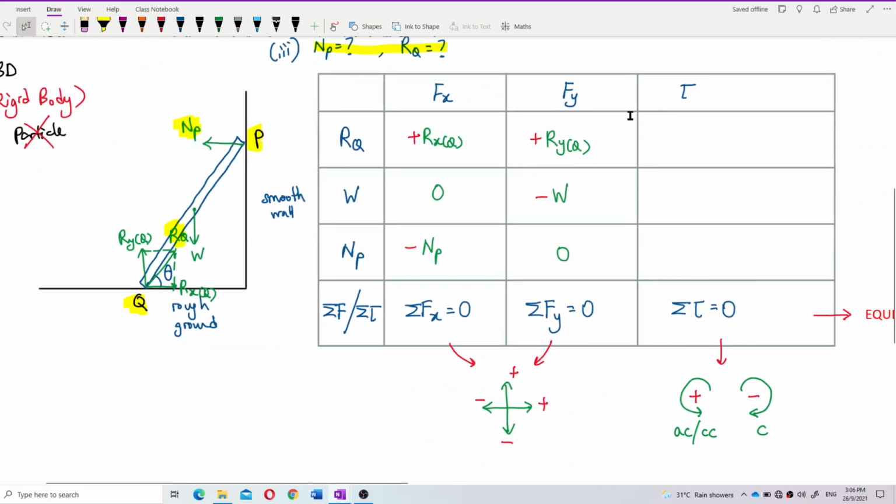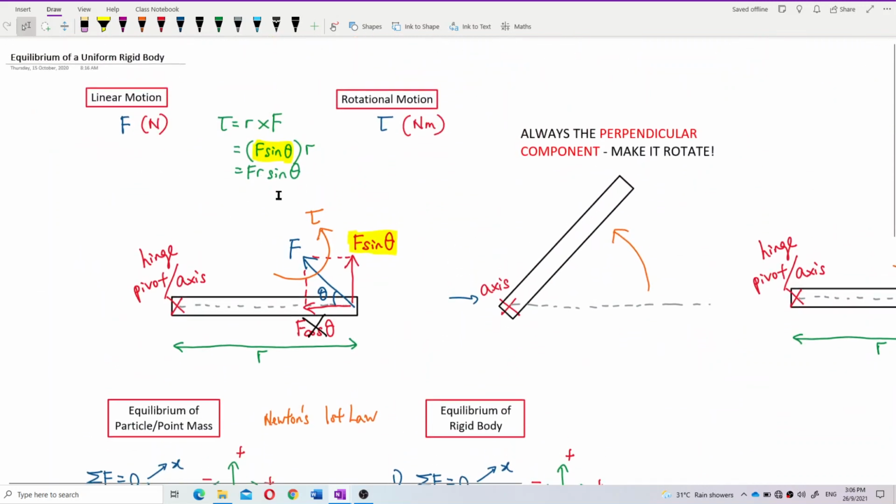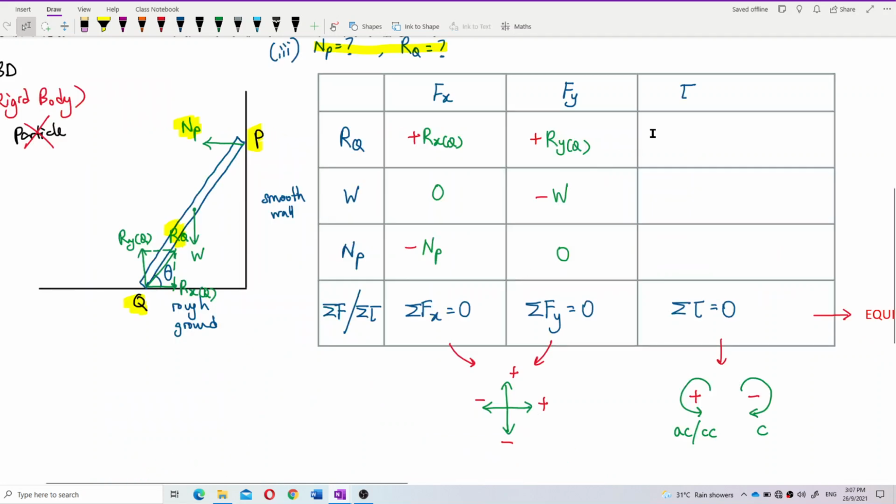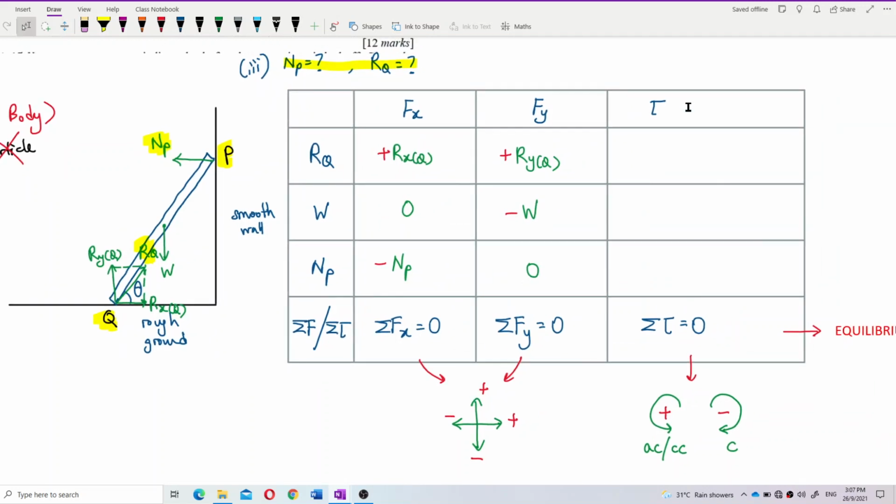Torque is special. For torque, we need an axis of rotation. Still remember the notes we learned before? Things can rotate because there is a fixed point. We call it a pivot point, we call it a hinge, or we call it an axis of rotation. Something rotates, it must have a certain axis of rotation. So for torque, we need to determine a point for axis of rotation.